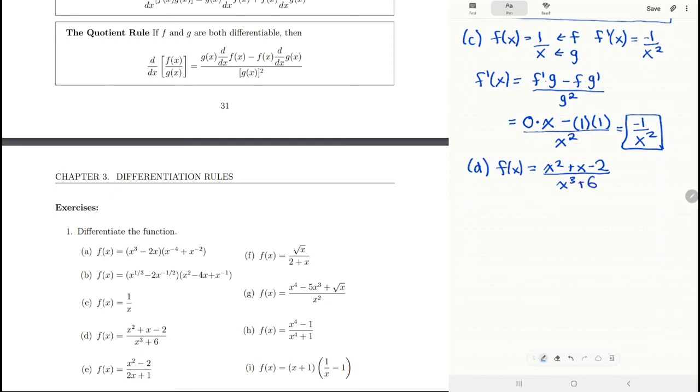So in the next example, we have another rational function. So we have x squared plus x minus 2 all over x cubed plus 6. So we're going to apply the quotient rule. So the numerator is our f, the denominator is our g. So the derivative of f, again, is f prime times g minus f times g prime all over g squared.